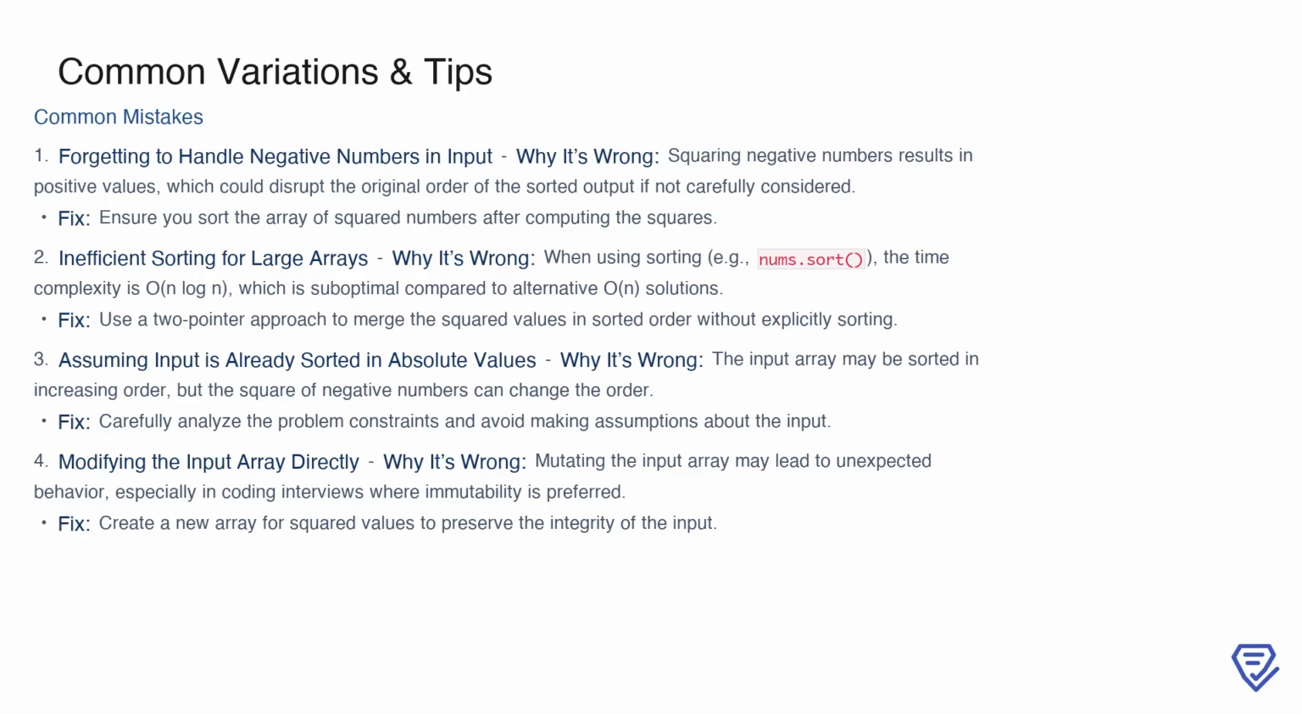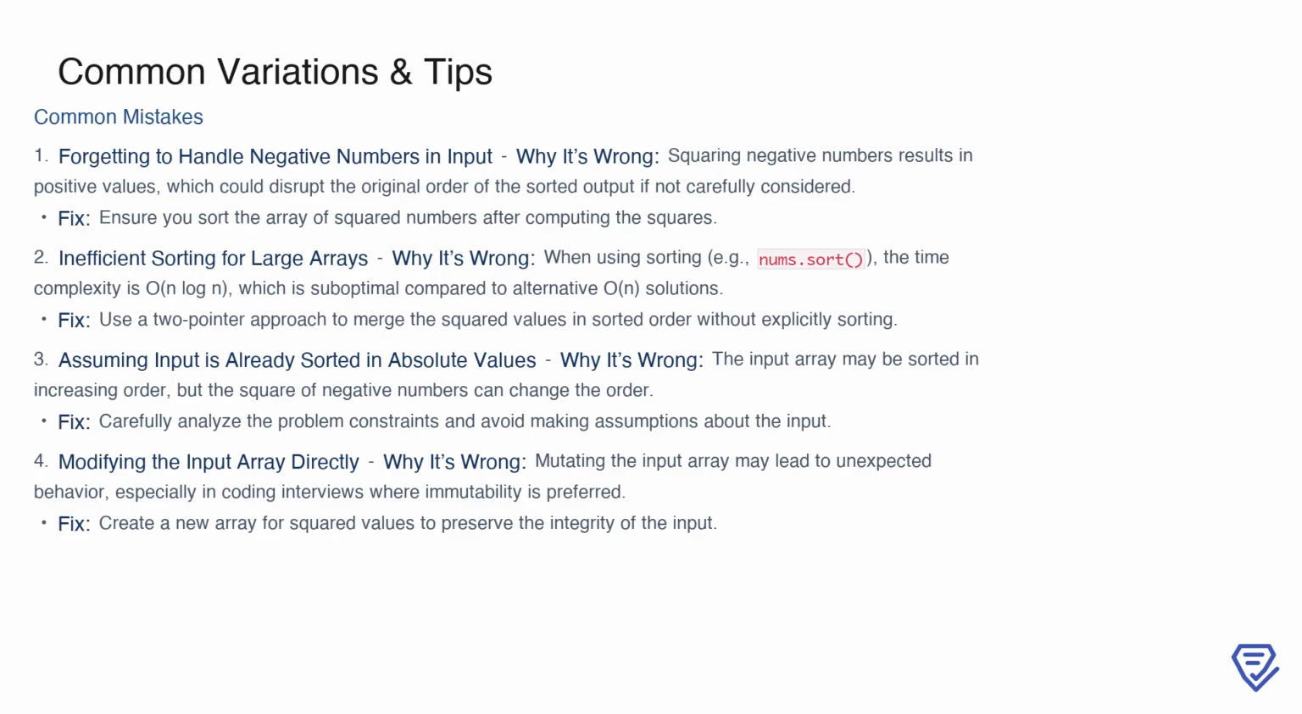Additionally, some assume that the input is already sorted in absolute values, which isn't always true. Even if the array is sorted in increasing order, the square of negative numbers can change the sequence. Always analyze the problem constraints carefully.